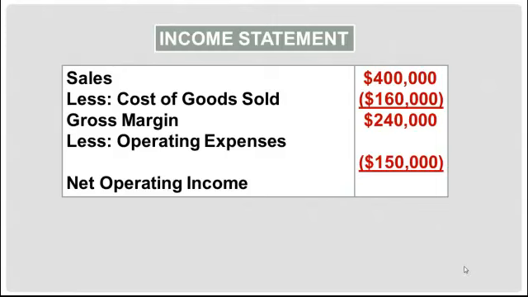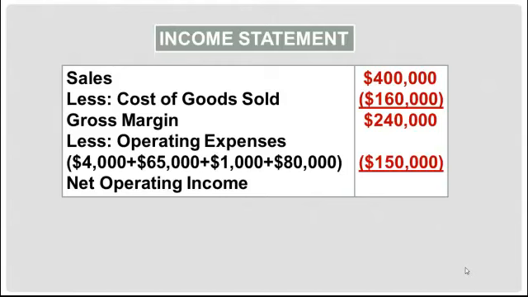But if you're looking at your information, you'll see that that's made up of the $4,000 of rent for the selling and administrative facility, $65,000 of sales commissions, $1,000 of utilities expense for the selling and administrative facility, and $80,000 for administrative salaries. Totals out to be $150,000, leaving net operating income of $90,000.